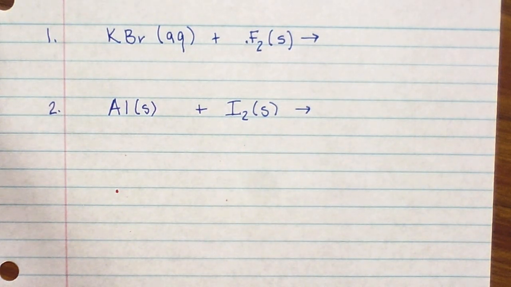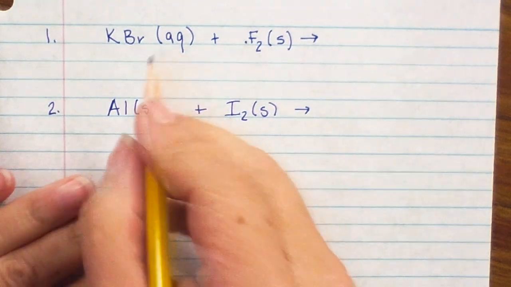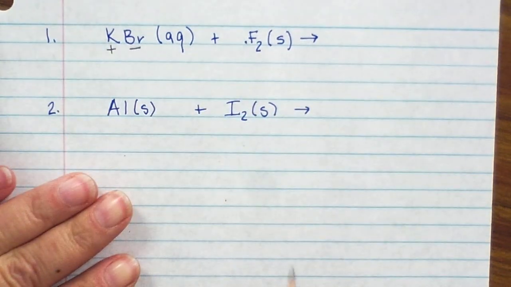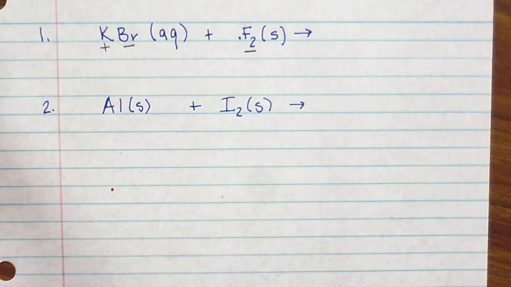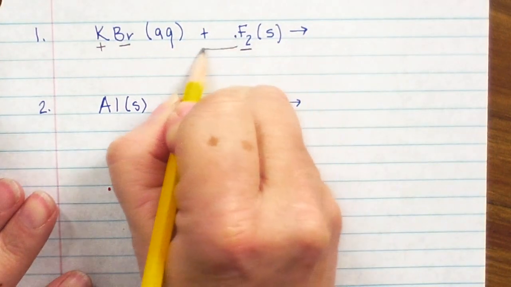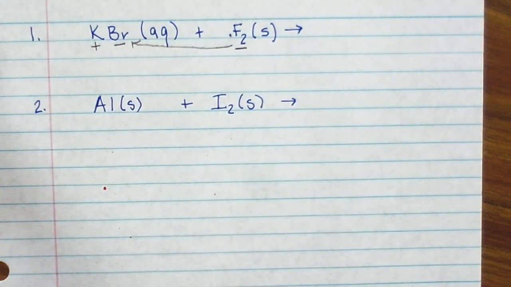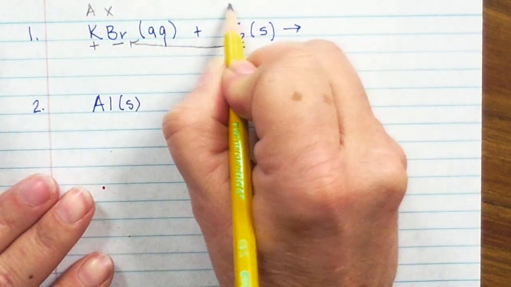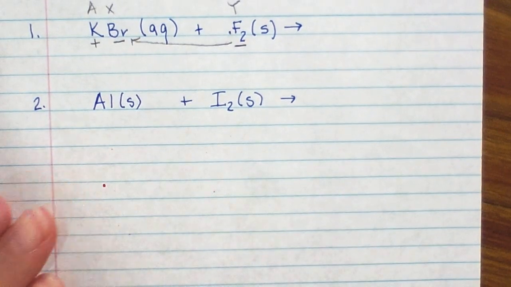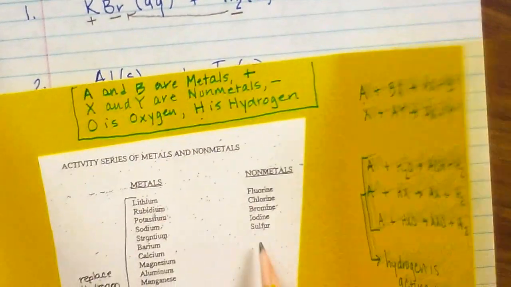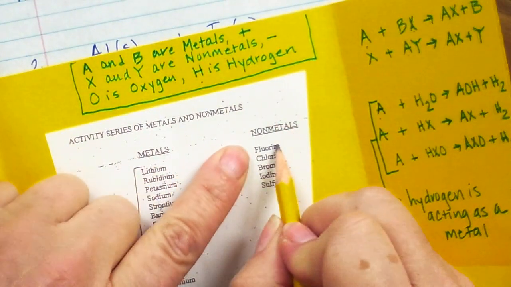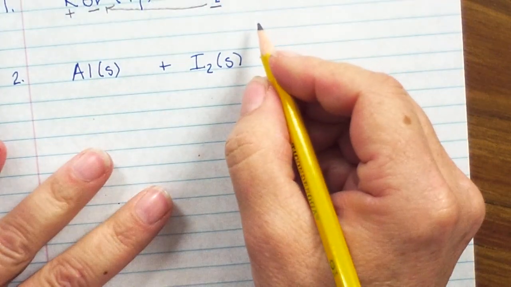Okay, so let's take a look at what we got. So, potassium is positive, bromine is negative, and fluorine is negative. So what's going to switch places? Fluorine is going to try and kick bromine's butt. The negative and the negative. All right, the 2 non-metals, right? So this is A, X, and this is Y. 2 non-metals. So when we look, we're going to look at the non-metal kick butt list, and we see fluorine is at the top of it and bromine is farther down. So fluorine is going to win.